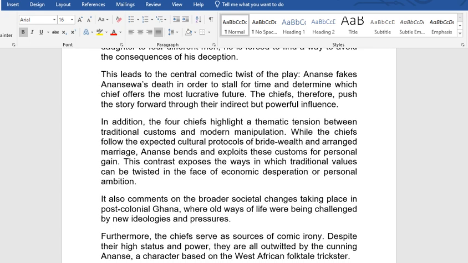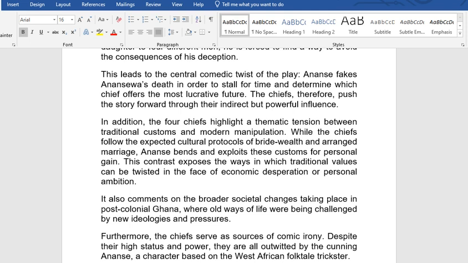In addition, the four chiefs highlight a thematic tension between traditional customs and modern manipulation. While the chiefs follow the expected cultural protocols of bride wealth and arranged marriage, Ananse bends and exploits this custom for personal gain. This contrast exposes the ways in which traditional values can be twisted in the face of economic desperation or personal ambition. Because of the personal ambition of Ananse, he tries to twist the tradition of the land.